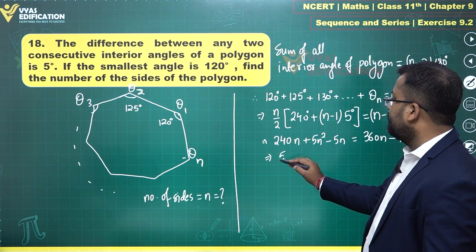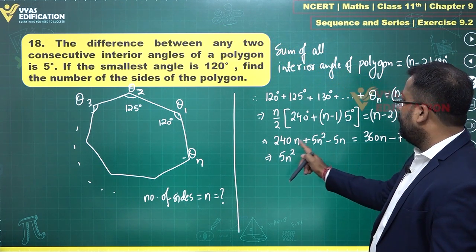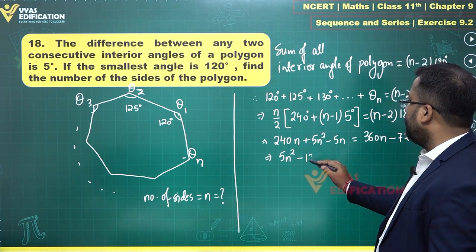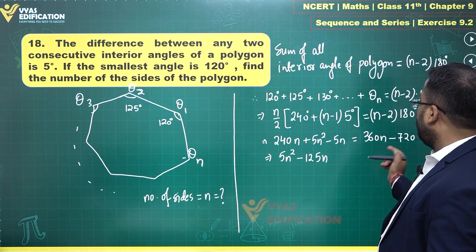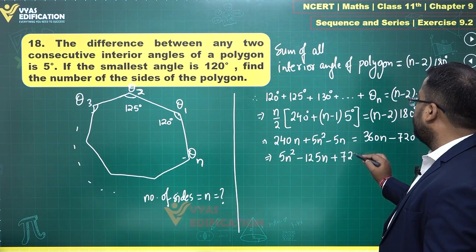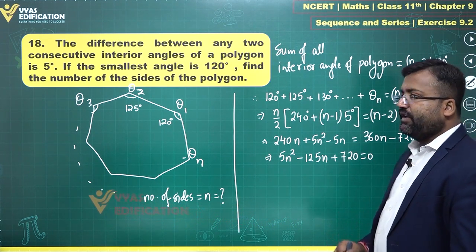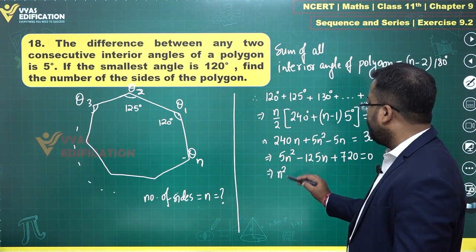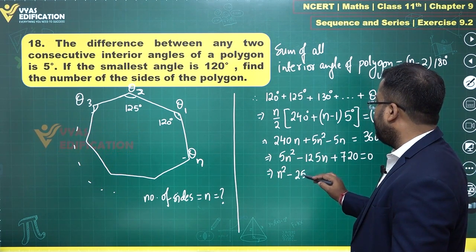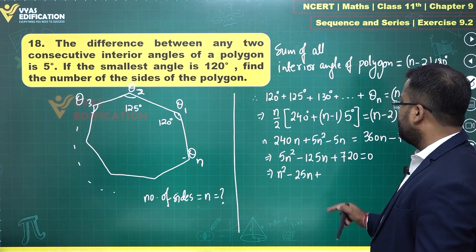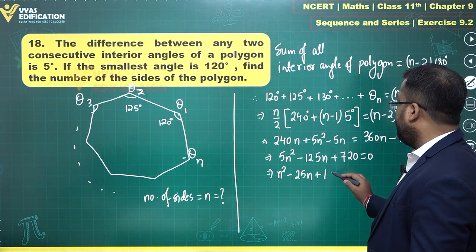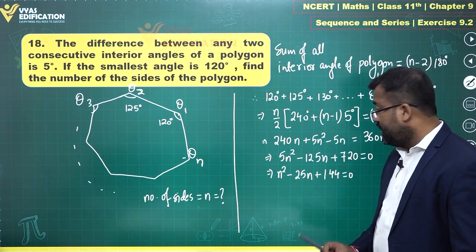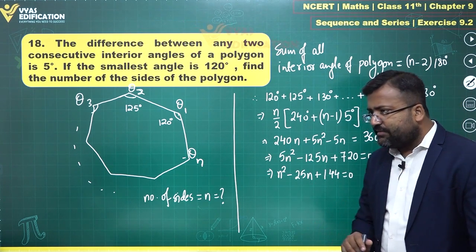Okay, let's write it as 5n square. 240 and 360 will be minus 120, minus 5 is minus 125n, and plus 720. This is the equation that we are getting. Can we divide with 5? Yes. So simplified form will be n square minus 25n plus, what is this? 720 divided by 5 is 144. Okay, 144.